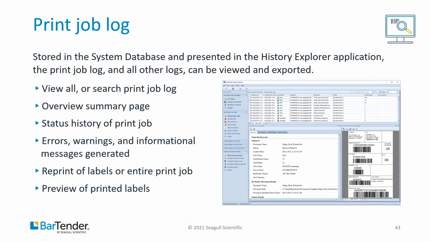Like with the reprint console, you can reprint the labels from within History Explorer. So you can reprint a historical print job, either the entire print job or an individual label or labels from the print job. And of course, as you see there, we can have a preview of the printed labels depending on which option you selected for your system database setup.